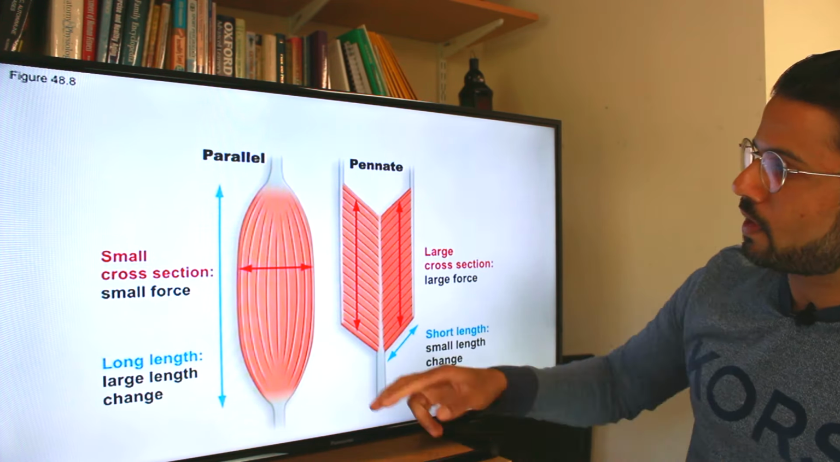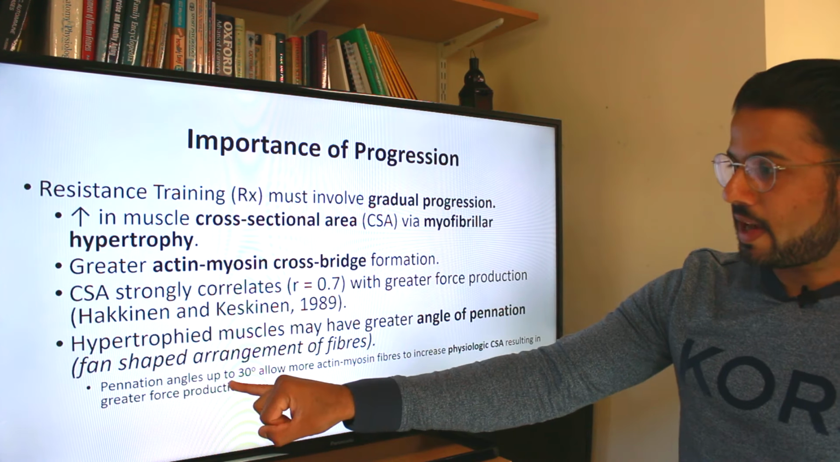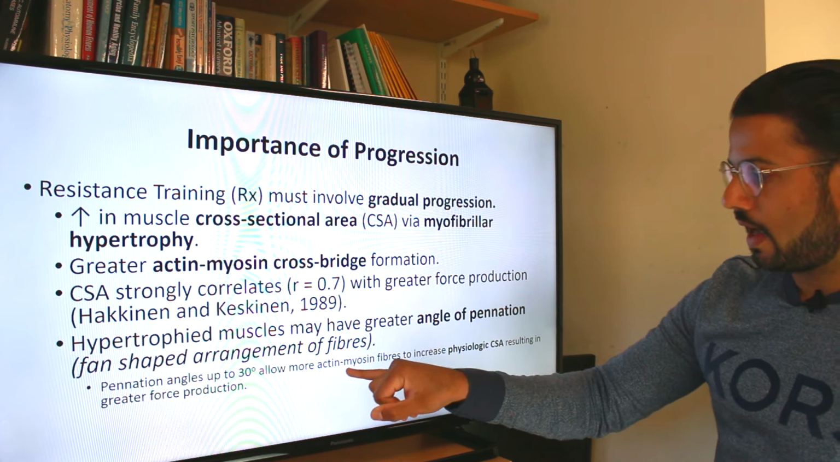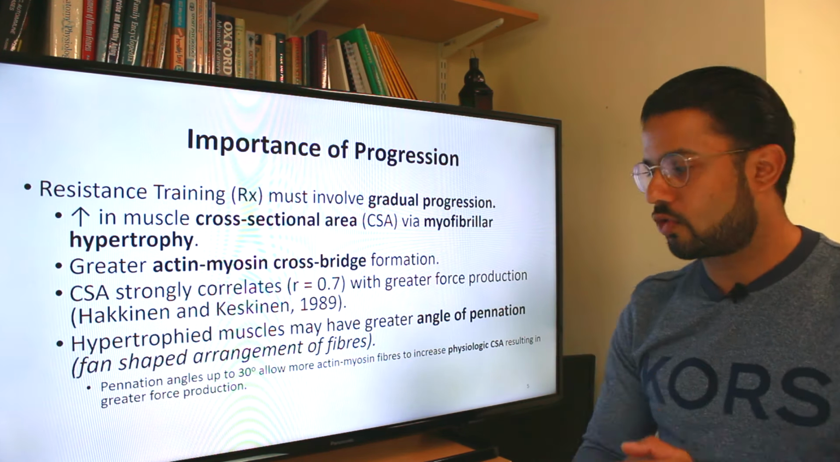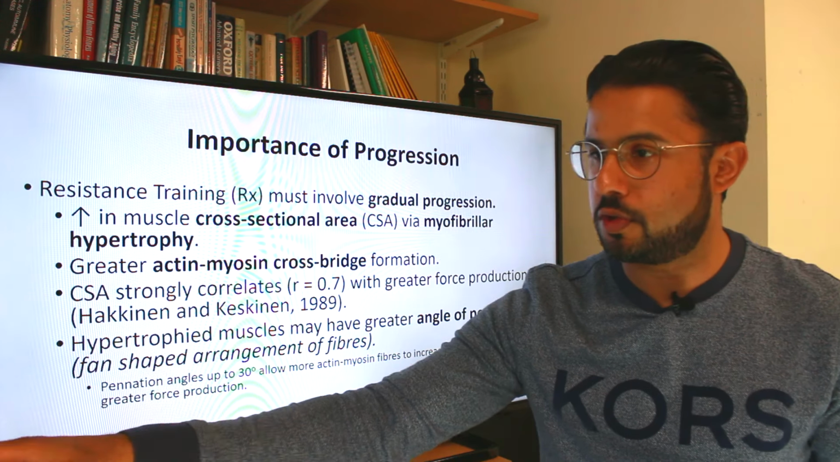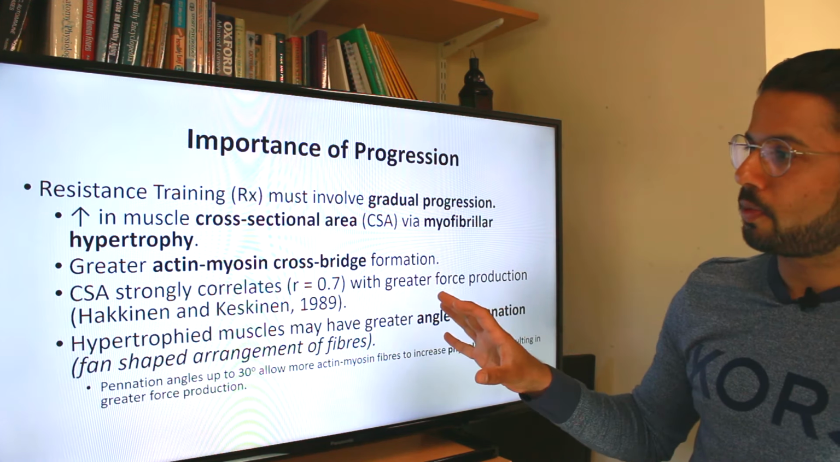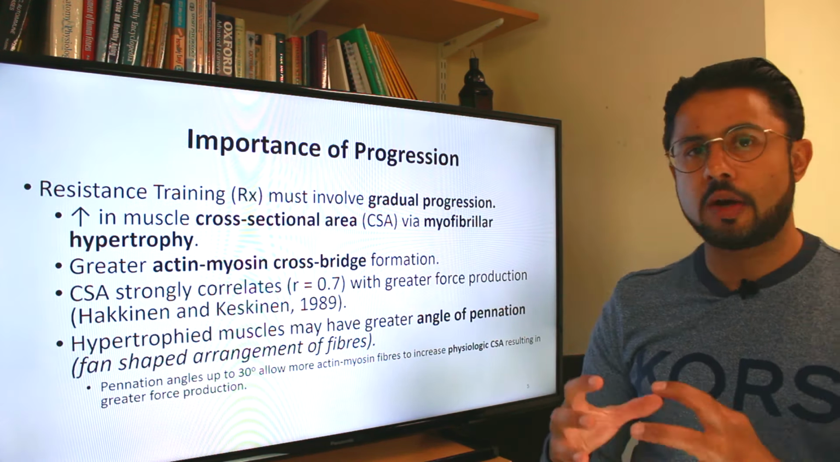Now, for example in Olympic weightlifting, where you have different weight categories, one of the ways in which the higher weight categories can produce more force is because they tend to get more angle of pennation in the muscles as they hypertrophy. So you can have pennation angles of up to 30 degrees, and as I said before, they allow more actin myosin fibers to attach to each other, stronger contraction, more force that's produced. So progression is very important because it allows some of those physiological and anatomical changes to happen within the muscle.